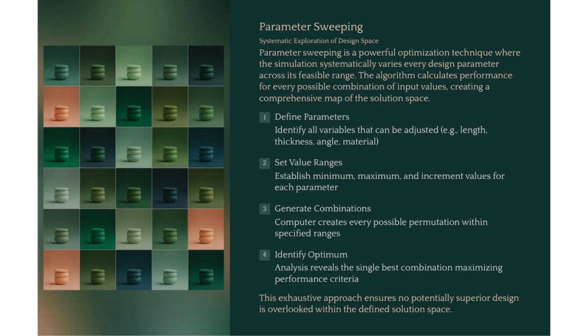One of the most powerful optimization tools is parameter sweeping. Imagine you have 10 different choices for 10 different parts of your design. Parameter sweeping is a simulation technique that tests every single possible combination of those choices. It's like checking every possible setting on a dial until the maximum performance light turns on. It mathematically guarantees that you find the single best combination of all factors, leading to the truly optimal design.